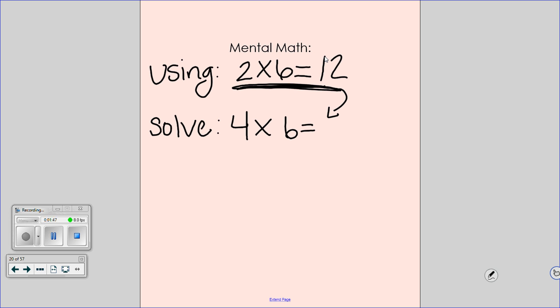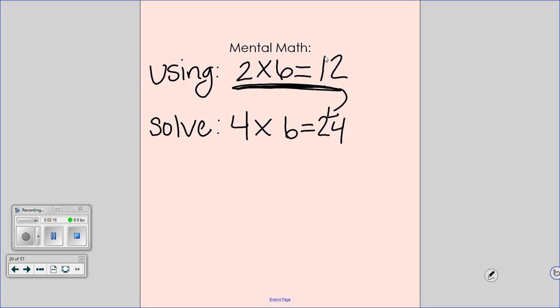Lindley, what do you think? You can double the first answer. Lindley thinks I can double it. Are 4s doubles of 2s? Yes. So, Lindley, what is 12 doubled? 24. Hey, guess what? 4 times 6 is 24.